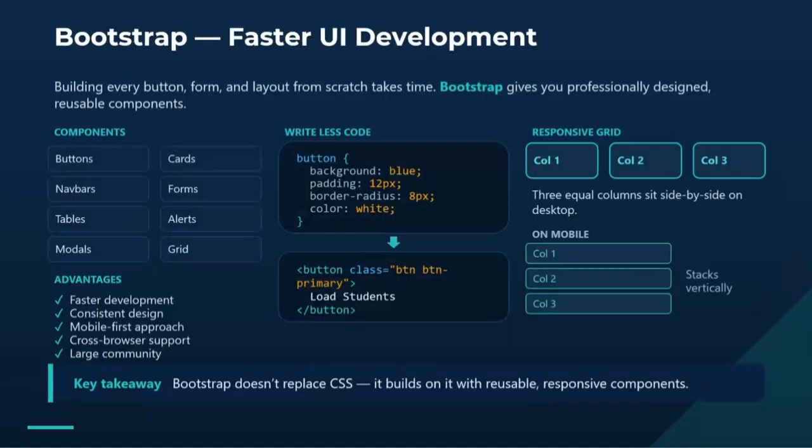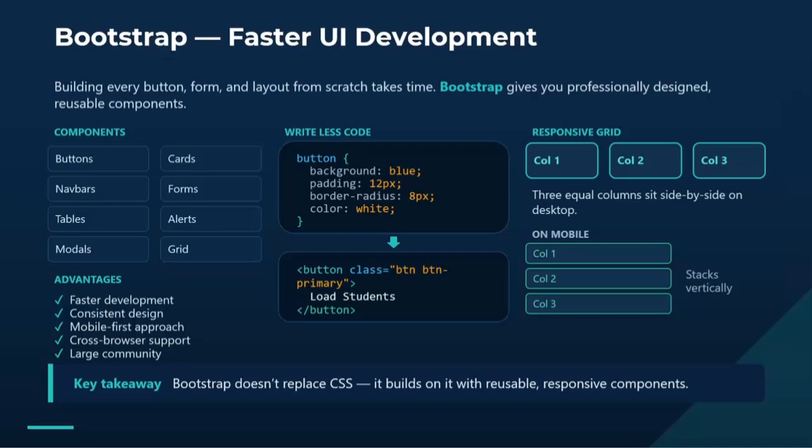After that comes the Bootstrap. Bootstrap is an open source CSS framework that helps developer build responsive and professional looking websites much faster. Instead of writing every style manually, Bootstrap provides a large collection of pre-built components and utility classes. During this course, we learned several key Bootstrap concepts.